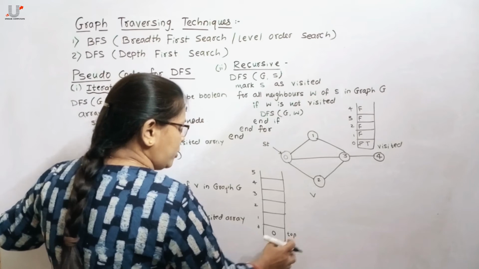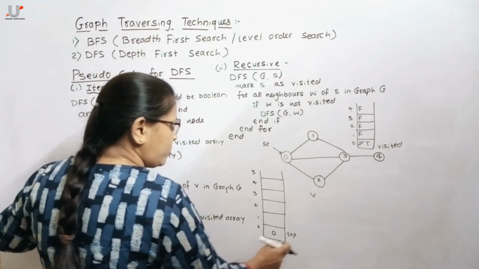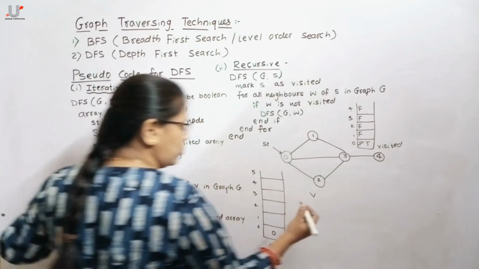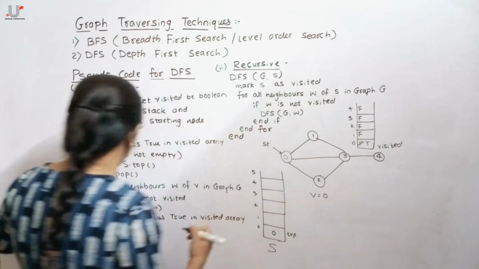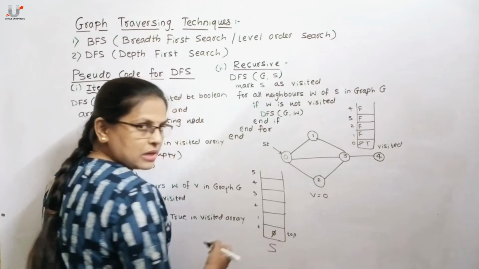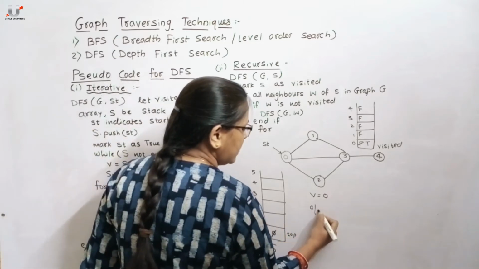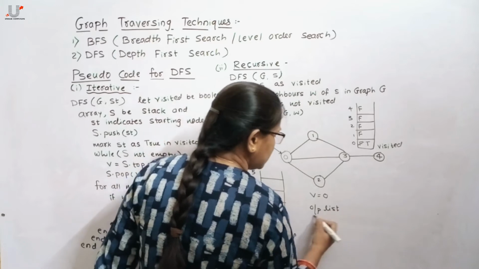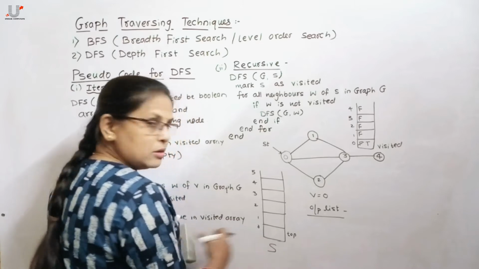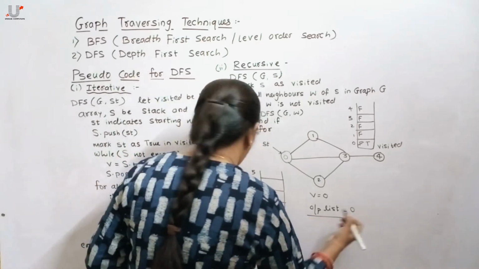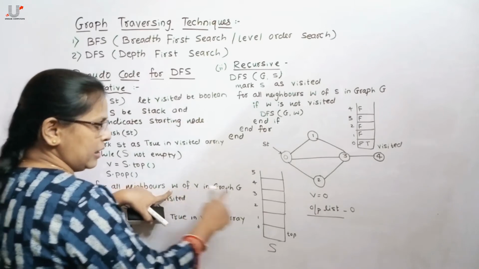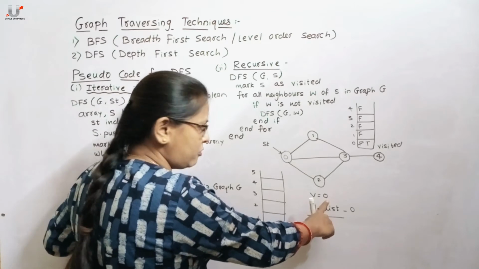Then you have to assign S of top. The value from S of top is 0. Assign that 0 to v, so here v holds 0. Then S dot pop: you have to pop the topmost element from the stack, and the popped element gets displayed in the output list. Now we remove the topmost location of the stack and assign it to the output list. Then for all the neighbors w of v, as here v stores the value 0.